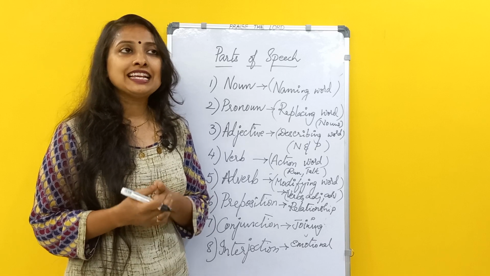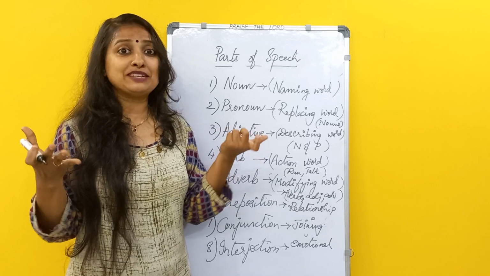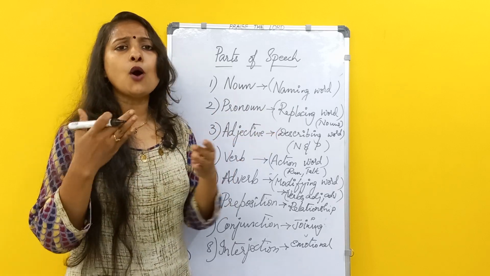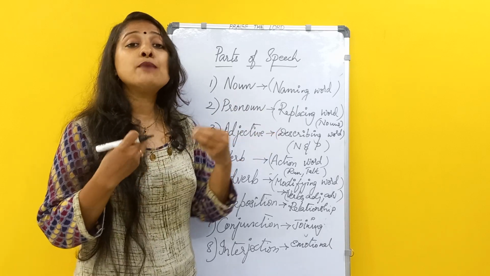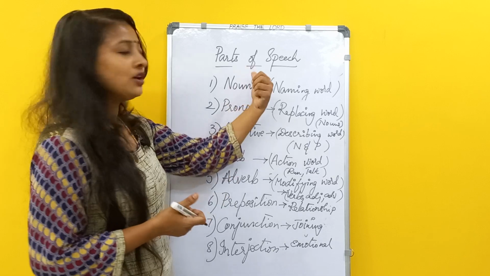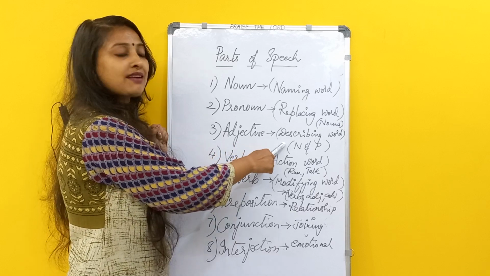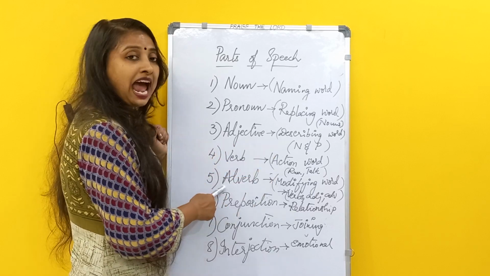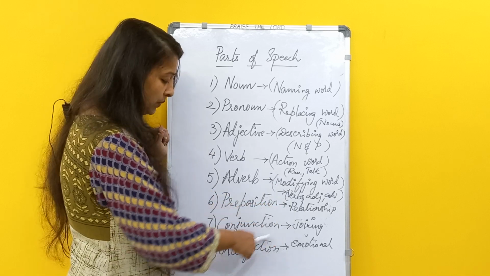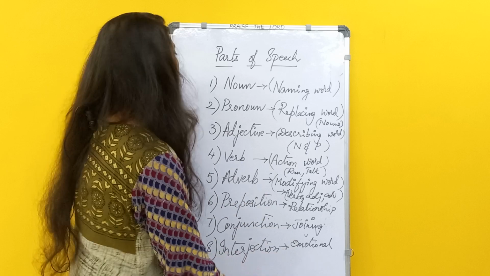What are emotional words? Some feelings to express a sudden feeling. If I'm happy, hooray, I did something great. So, the words which will express happiness, joy, sadness, all these words, that means they will express the emotions or feelings. Those are called interjections, right? So, in simple, noun is a naming word, pronoun is a replacing word, adjective is a describing word, verb is an action word, adverb is a modifying word, preposition is a relationship word, conjunction is a joining word, and interjection is an emotional word, you can say, right? Is that clear?